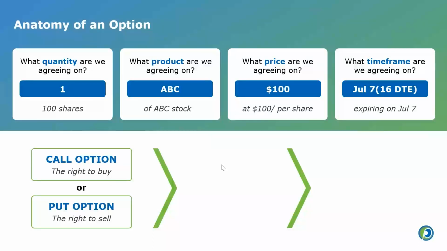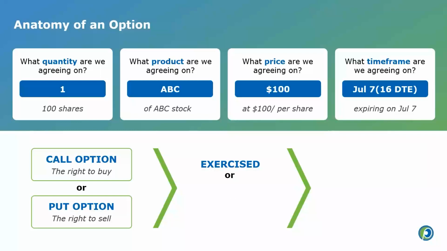Like I said earlier, there are two different types of options: a call option, which contains the right to buy the underlying asset, and a put option, which contains the right to sell the underlying asset. If you bought a call option, you would have the right to purchase 100 shares of ABC stock at $100 per share at any time before July 7th. And for a put option, you would have the right to sell 100 shares of ABC stock at $100 per share at any time before July 7th.